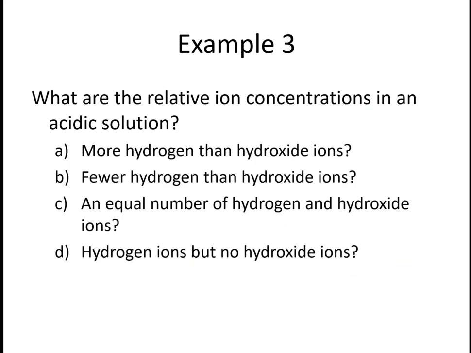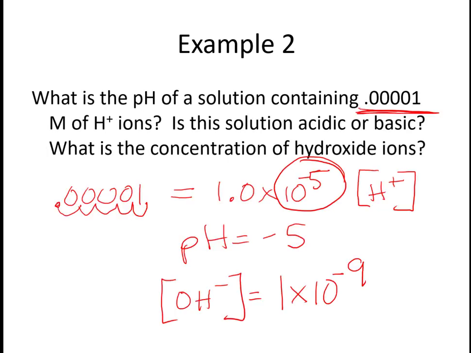Alrighty, let's take a look at our next question. Oh, we didn't answer if that was acidic or basic. So if you have a pH of 5, which is what our answer was there, would that be acidic or basic? Well, that would definitely be an acid because it's less than 7.